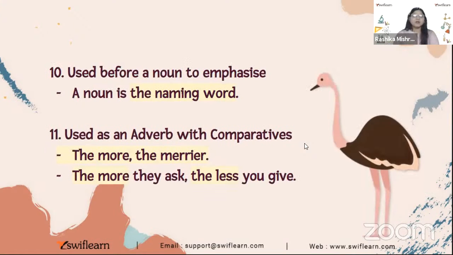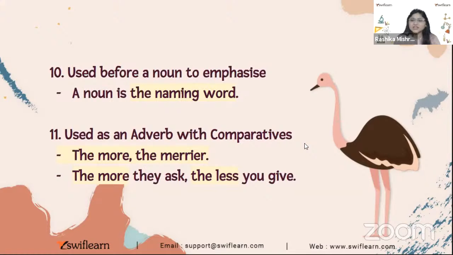Now, 10th case, definite article is also used before a noun to emphasize. For example, the noun is the naming word. So we are actually expressing the importance of the word naming word. We are putting emphasis on the word. That is why we have put the before it.